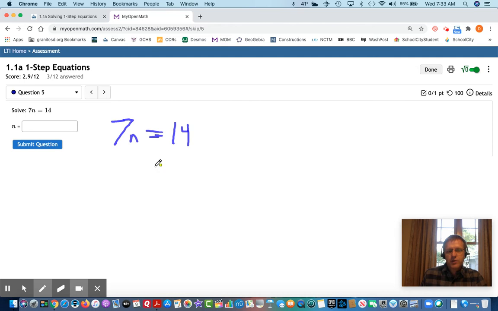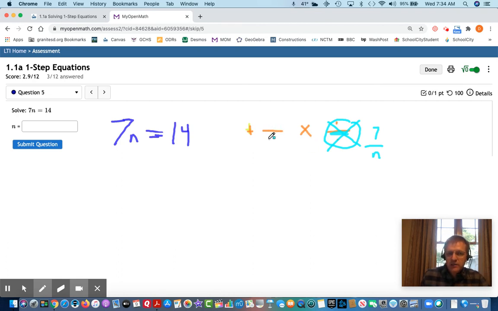Is it add, subtract, multiply, or divide? Well, it doesn't show any of those symbols. So let's think about what is it not? Well, it's not divide because divide would look like 7 over n. That's how you'd show divide, is you'd have this bar right here. So it's not divide. Is it times? Well, I don't know. Let's come back to that.